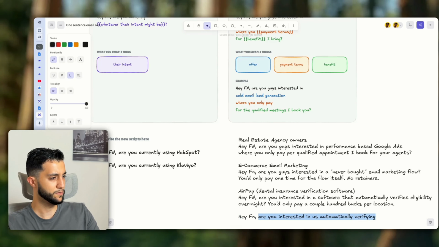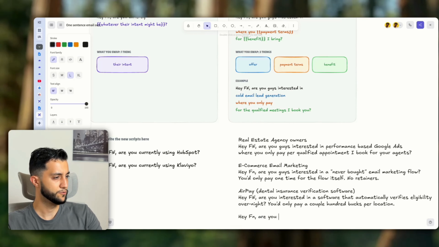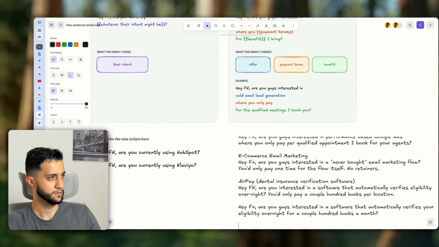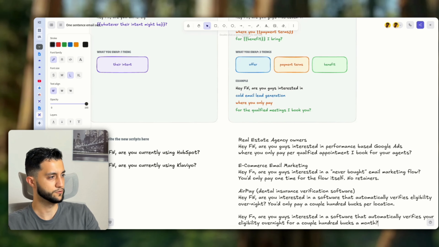But if we did this, let me think. So, hey, first name, are you guys interested in a software that automatically verifies your eligibility overnight for a couple $100 a month? That works. Bam, done. Yes. So stuff like that works extremely well.